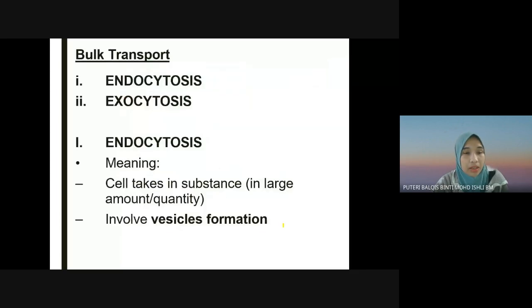Okay, we move on to the bulk transport. Bulk transport involves large quantities of food and materials. Okay, we have endocytosis and exocytosis.